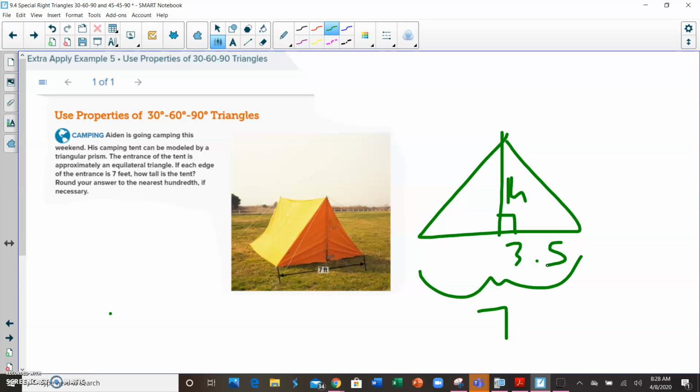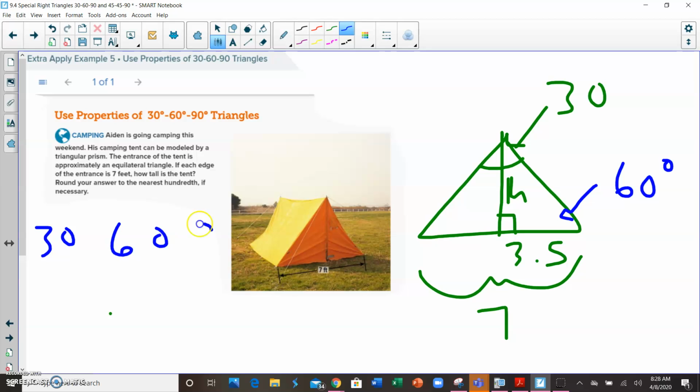All right, if this is a triangle, and that means that this whole angle is 60 degrees, so that little angle is 30 degrees. That makes this angle here 60 degrees. So it is a 30, 60, 90. So we're going to set up 30, 60, 90. 1, root 3, and 2.